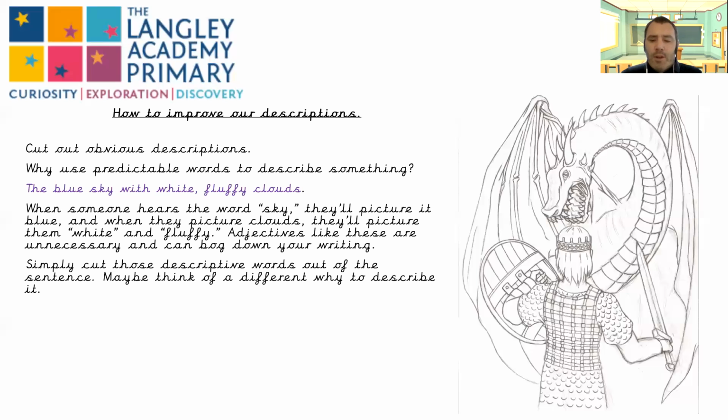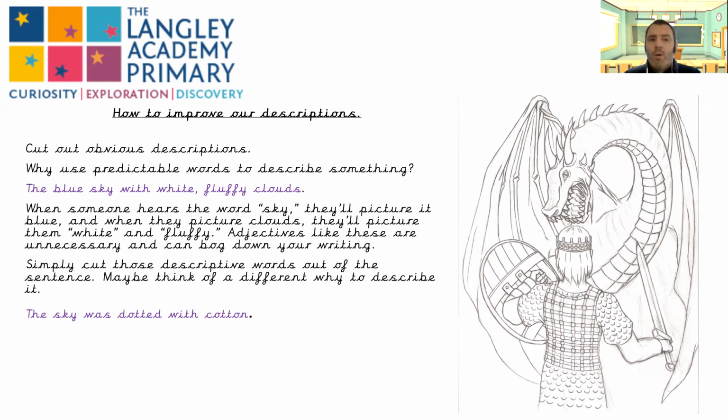Okay, how did we get on with that? The one I came up with, the sky was dotted with cotton. So when we think of the sky, we normally think of it as being blue. Cotton, if you think about cotton wool balls or cotton pads, they're all nice and soft and fluffy. And that's the image you're trying to create.